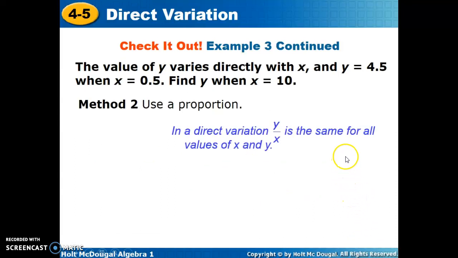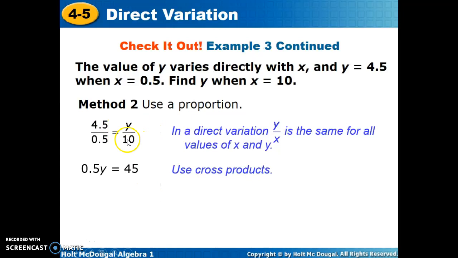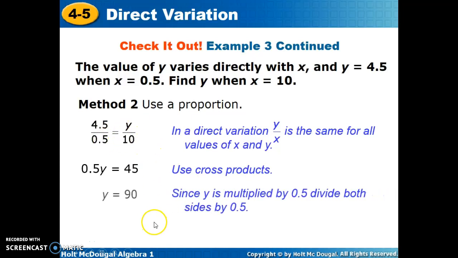We can also use the method of coming up with a proportion. y over x is the same as y over x. Our missing y value is the numerator of the second ratio. We're going to cross multiply and we get 45 equals 0.5 times something. That something would be 90. Half of 90 equals 45.